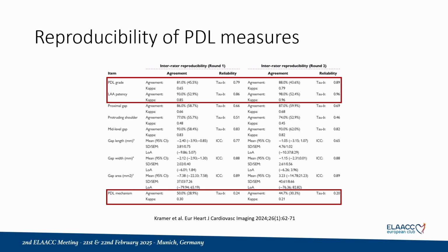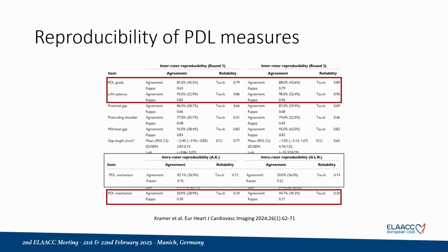But when looking at classifying the mechanism, the observers disagreed, and when looking at the intra-rater reproducibility, the trained operator or reader had higher reproducibility measures. So this obviously takes a bit more training to try to classify that, and I think we need to work on that in the future, how to classify leak mechanisms.